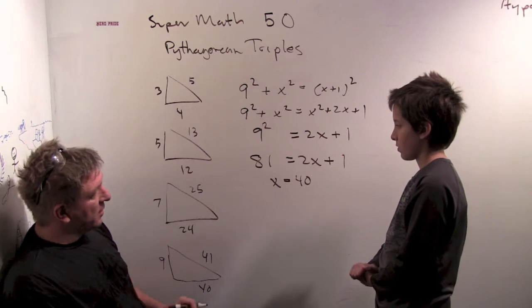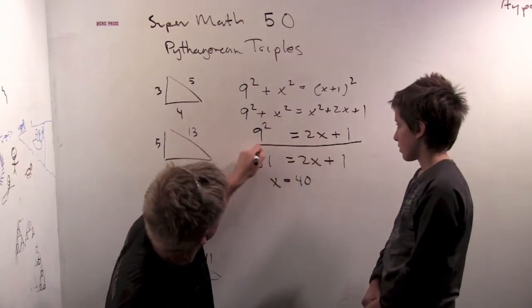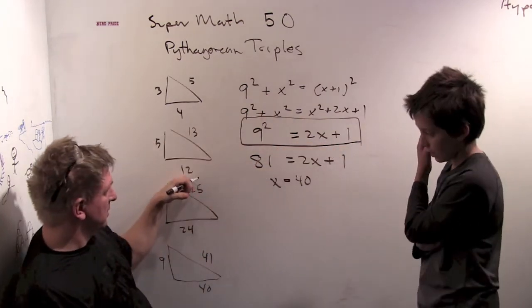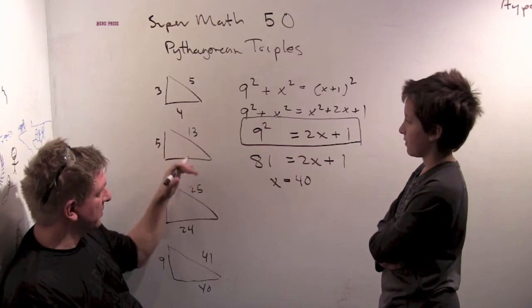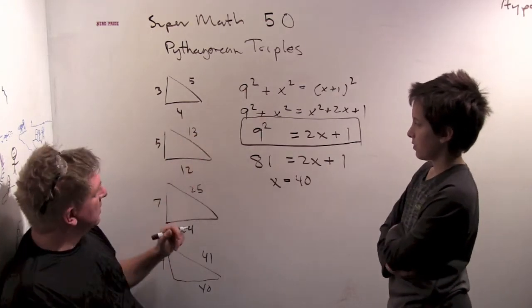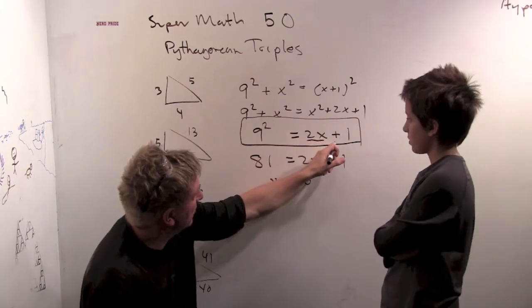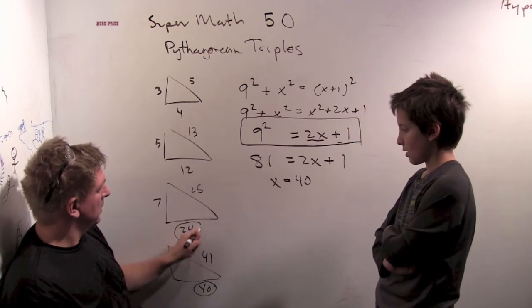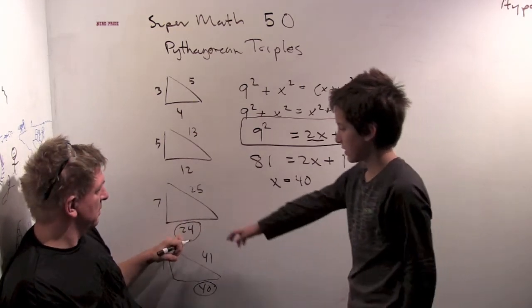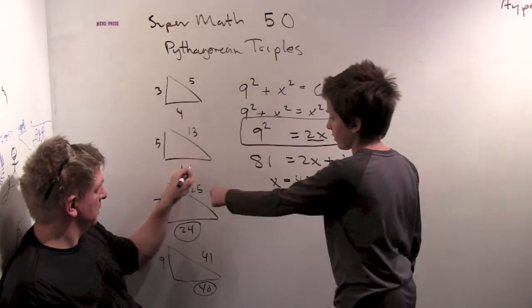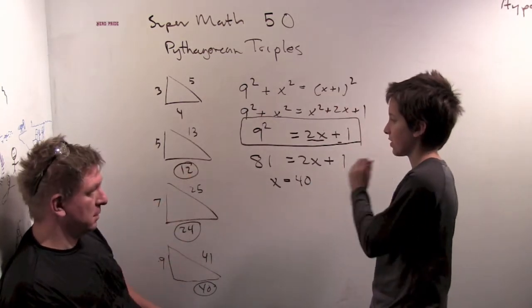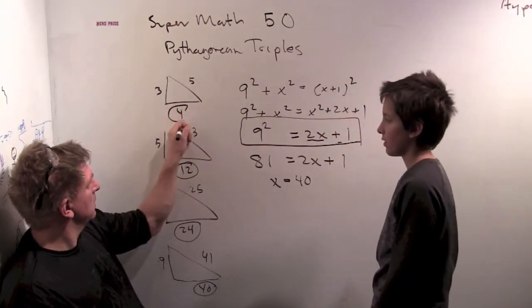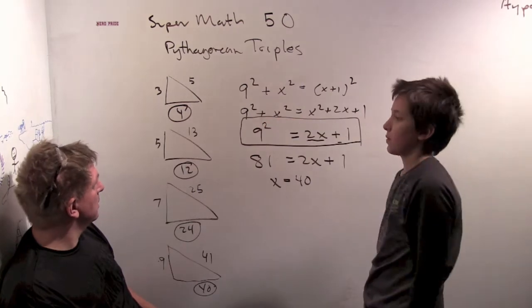But there was an interesting thing right here that I don't want to skip over. That 2x plus 1. Now remember, x is the long leg. It says 9 squared equals 2x plus 1. So twice this plus 1 was this squared. What about here? Twice that is 48, plus 1 is 49. So that works. Twice that is 24, plus 1 is 25. That is 5 squared. And 9 equals 3 squared.